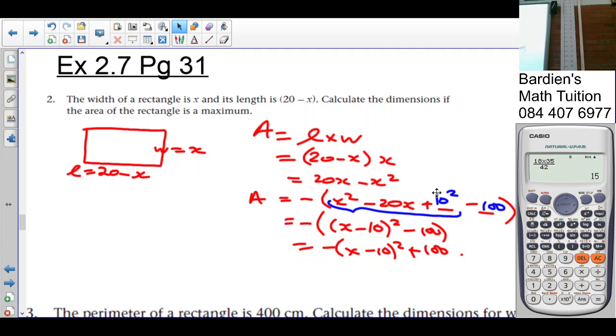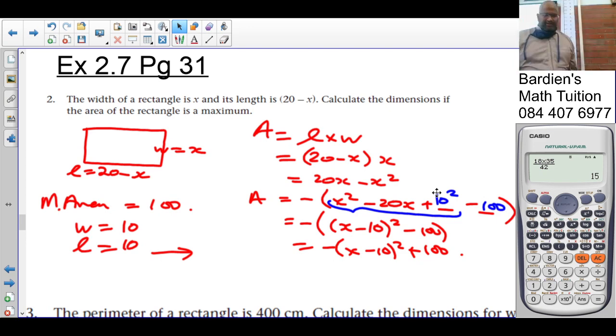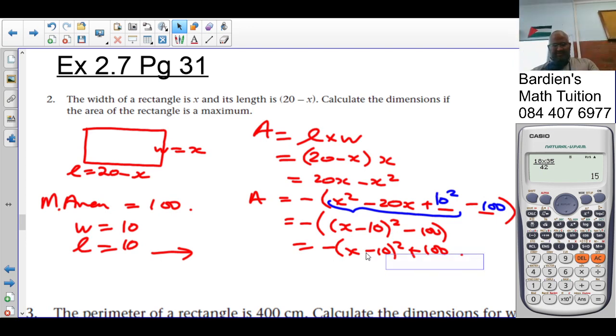Okay, so what's the question? Calculate the dimensions. The maximum area is going to give you 100, and it occurs at a width of 10 and the length of 20 minus 10, which is 10. Okay, you guys understand? Alright, and then number 3 was the next one.